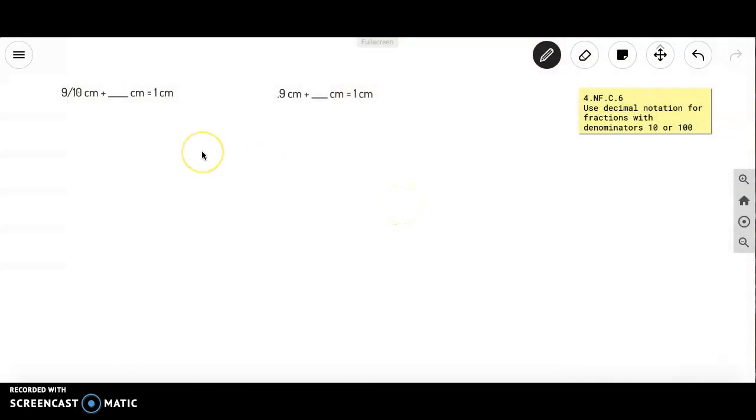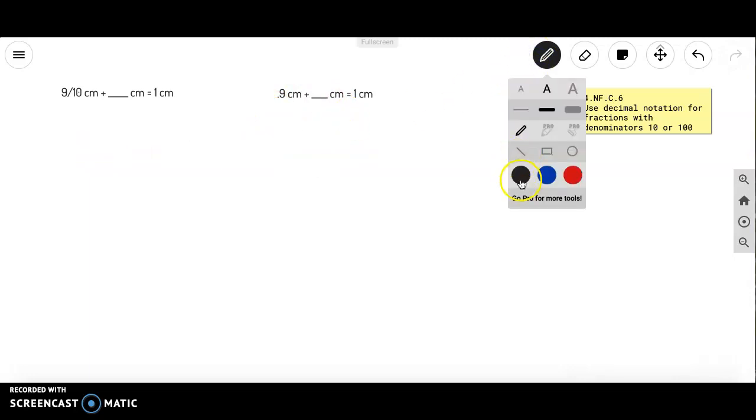Now you can see here I have both 9/10 plus blank centimeters equals 1 centimeter, and again 9/10, but as a decimal, centimeters plus blank centimeters equals 1 centimeter. Now, even though 9/10 as a fraction is equal to 0.9, 9/10 centimeter, they are equivalent, because they're in different formats. This is a fraction and this is a decimal, so there are different ways to solve these. I'm going to show you first how to solve this as a fraction, and then how to solve this as a decimal.